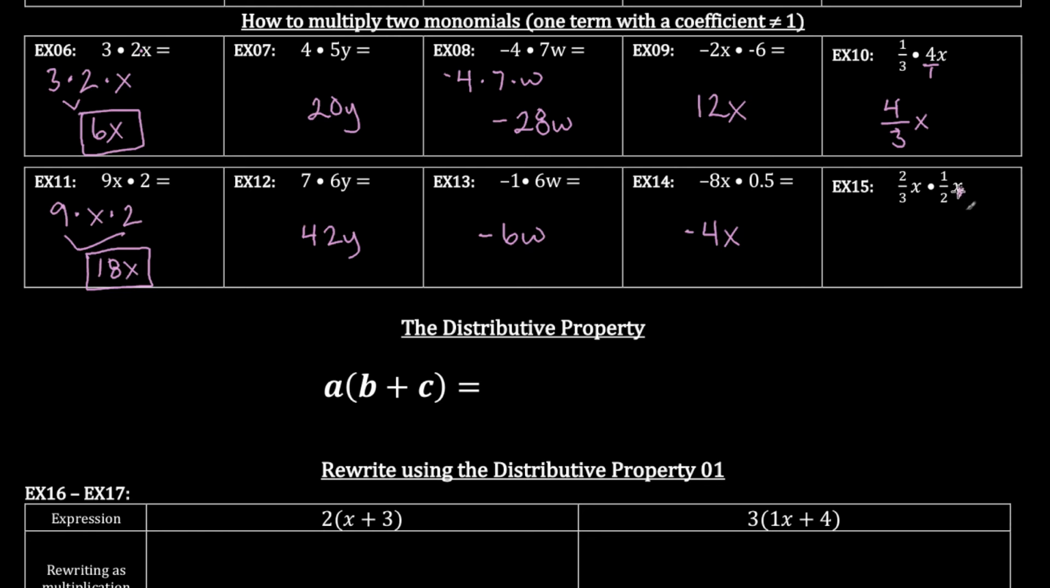On this one, let's get rid of this. We're going to save that for later. So 2/3 x times 1/2. Well, 2 times 1 is 2. 3 times 2 is 6. And we get x over 6, which can be reduced by 2. So we get 1/3 x.